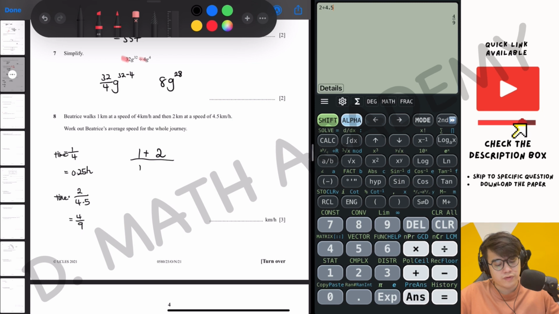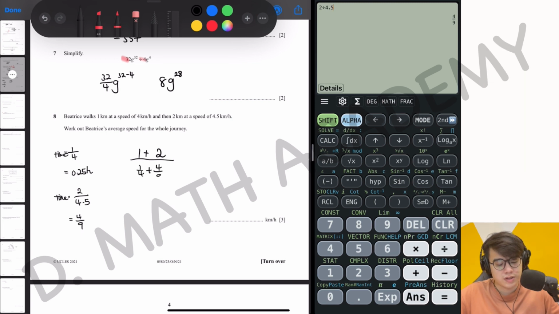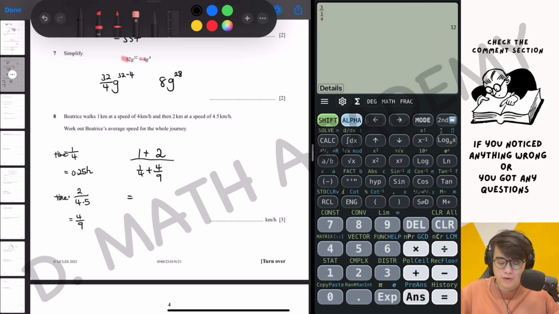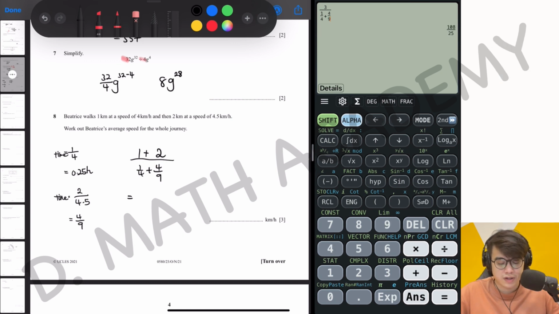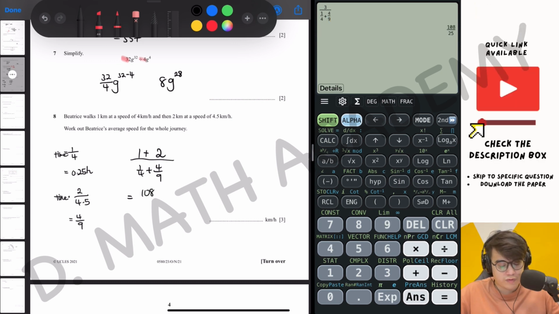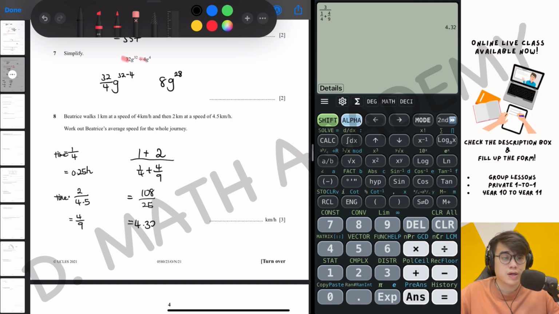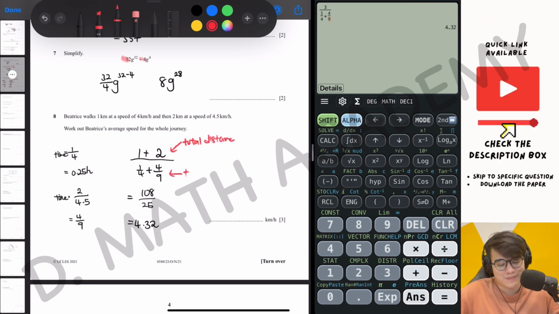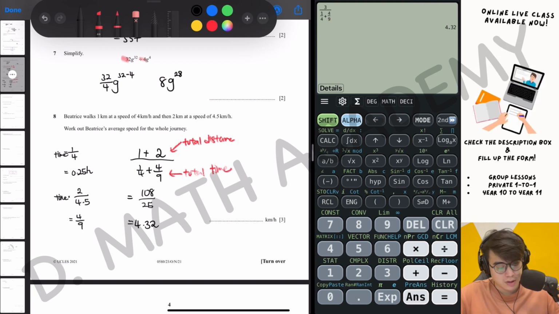Okay, so 1/4 plus 4/9 at your denominator. So we can run our calculation now. 2 plus 1 is 3. 1/4 plus 4/9, we get a final answer as 108/25, or it's about 4.32 kilometers per hour. Okay, this is your total journey, a total distance, and the bottom is your total time. Okay, hope these details here will help you out in your calculation.